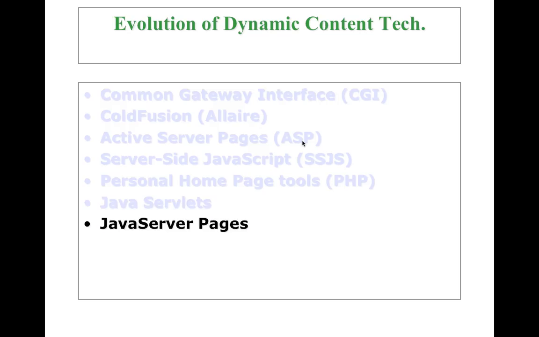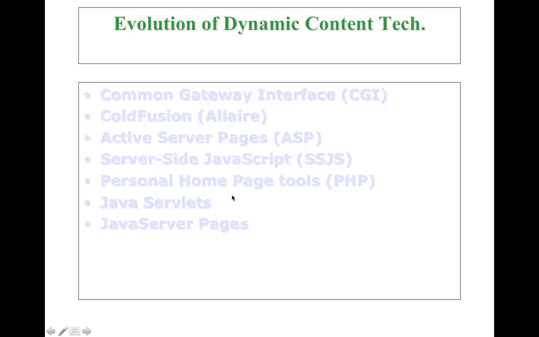Okay, so the evolution of dynamic content, like how the display of dynamic content changed over the years. Initially we used to have something called CGI, or Common Gateway Interface, which was used even before servlets. And then we moved towards Cold Fusion, ASP, Active Server Pages in .NET. This is the evolution of technology. It's not specific to Java we are talking about here. And server-side JavaScript, and then PHP.